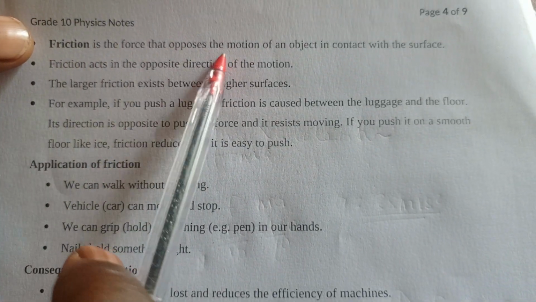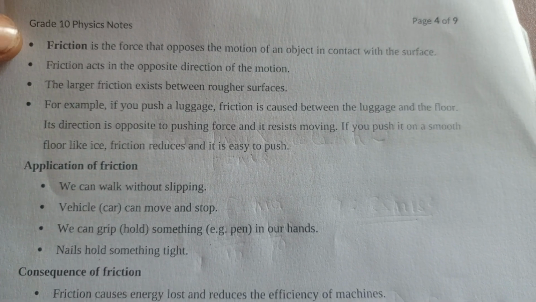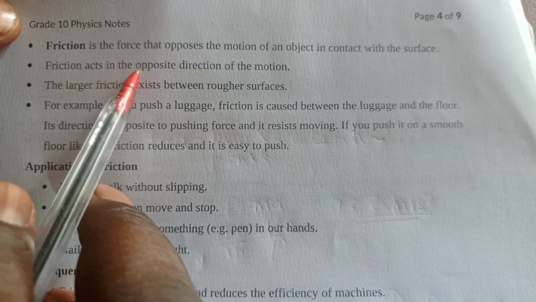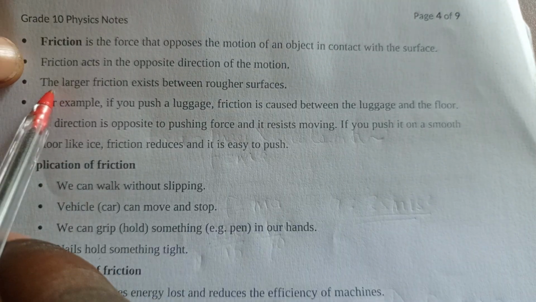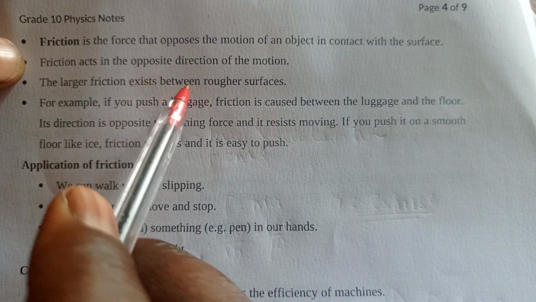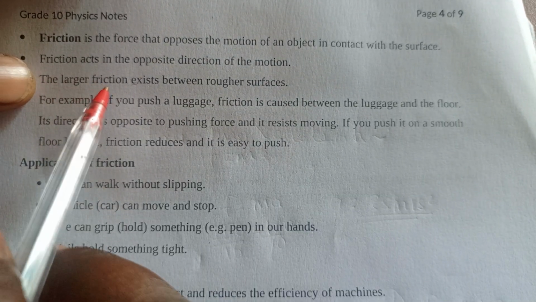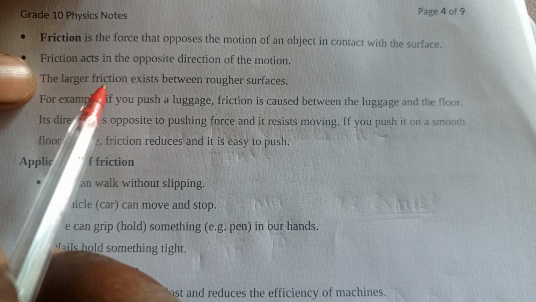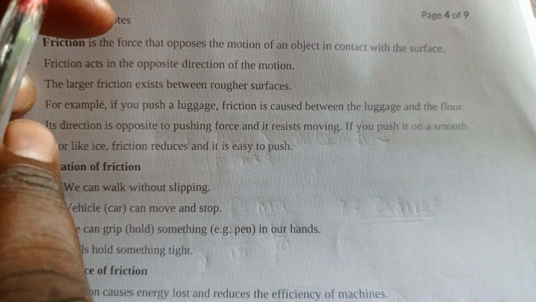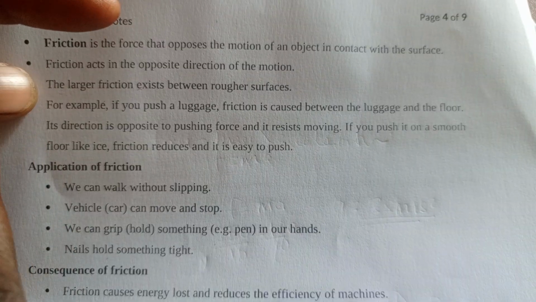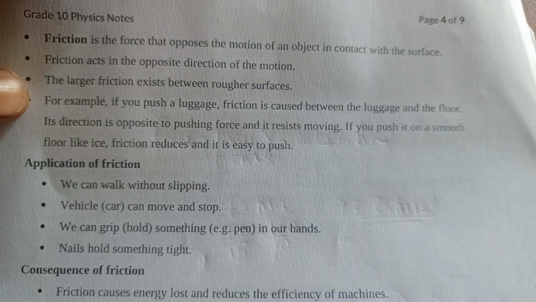As I said, friction is the force that opposes the motion of two touching surfaces. Apart from that, we know that friction acts in the opposite direction of the motion. In short, the larger friction takes place between rougher surfaces. If the surfaces are smooth, there will be less friction. But if the surface is rough, there will be more friction.